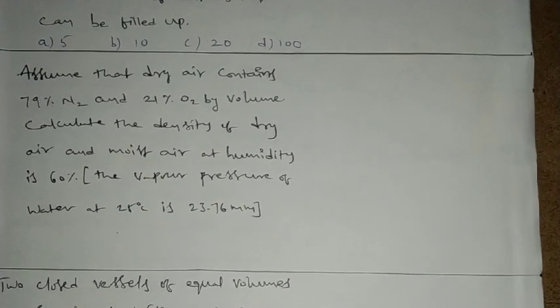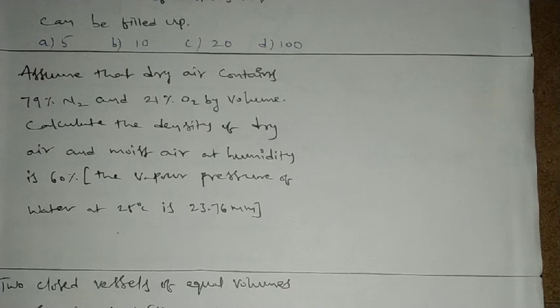This is also a very important model. Assume that dry air contains 79% N2 and 21% O2 by volume. Calculate the density of dry air and moist air at humidity 60%. That means they have given some value: the vapor pressure of water at 25 degrees centigrade is 23.76 millimeters. Now here, what is our work? Actually this is also an objective question, but I shall explain the procedure of how to solve it, then you will get clarity. Is it okay?